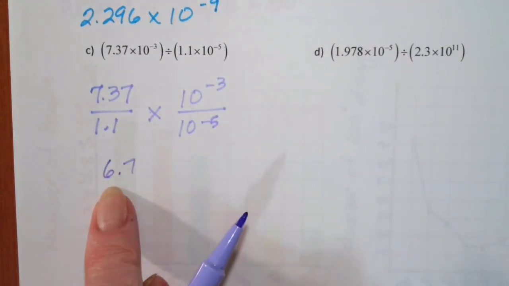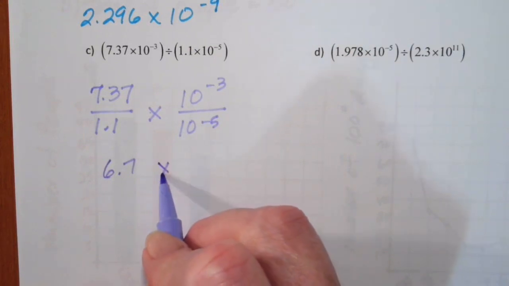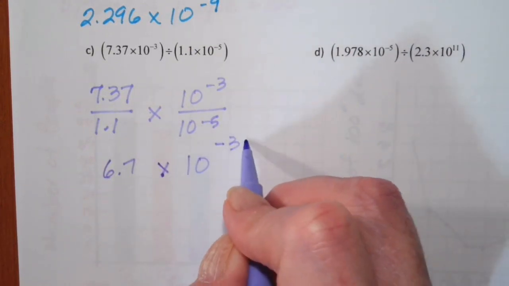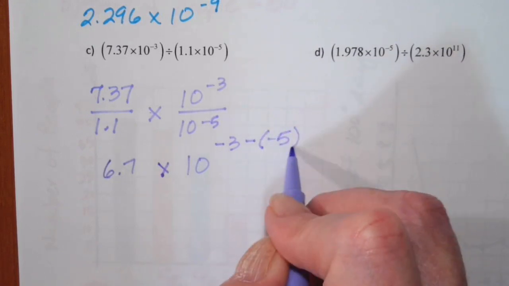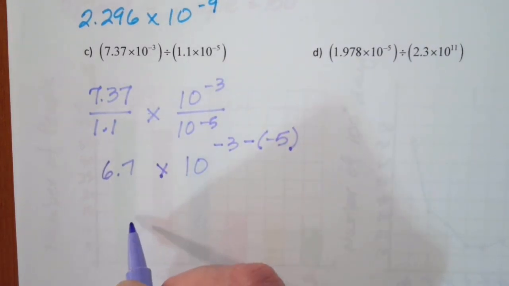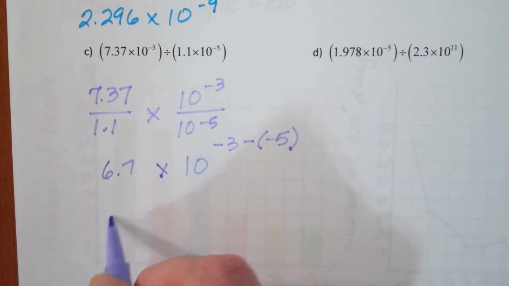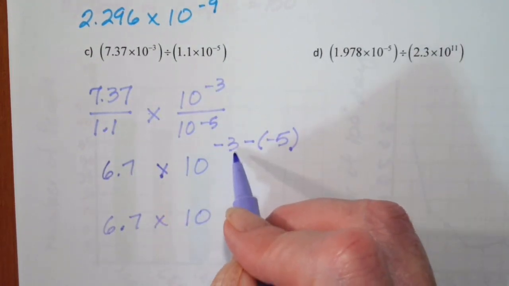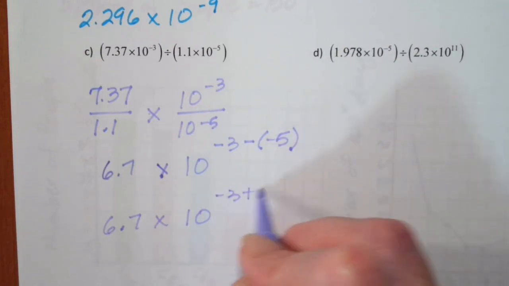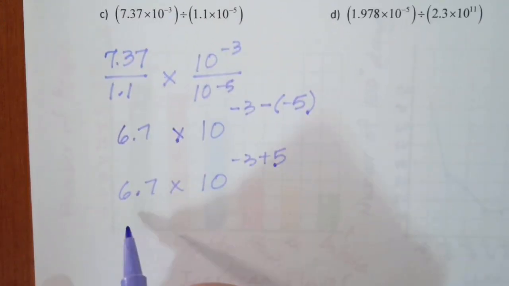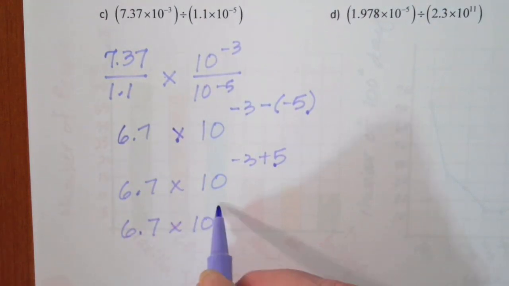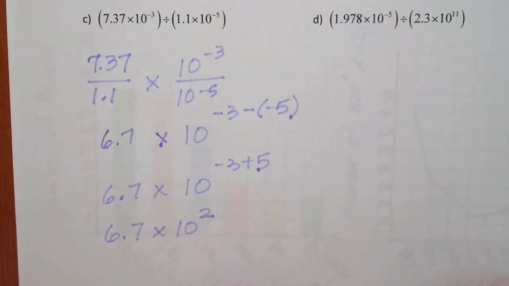Okay, good news. And that gives me 10 to the negative 3 minus negative 5. So this gives me 6.7 times 10 to the negative 3 plus 5, which becomes 6.7 times 10 to the second.